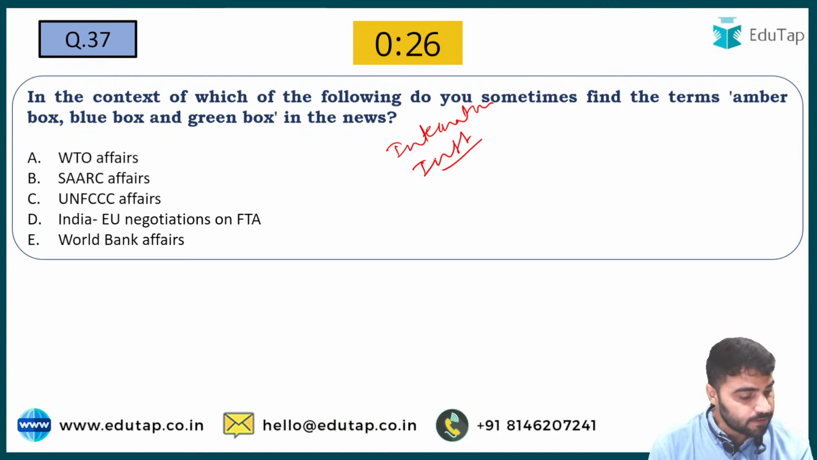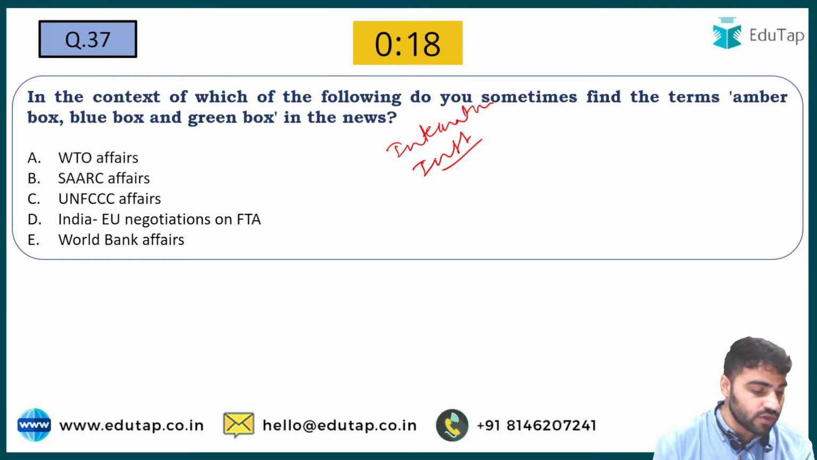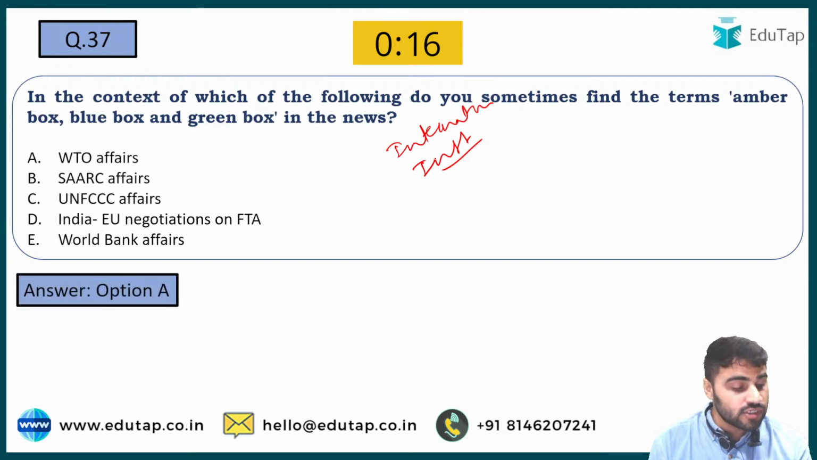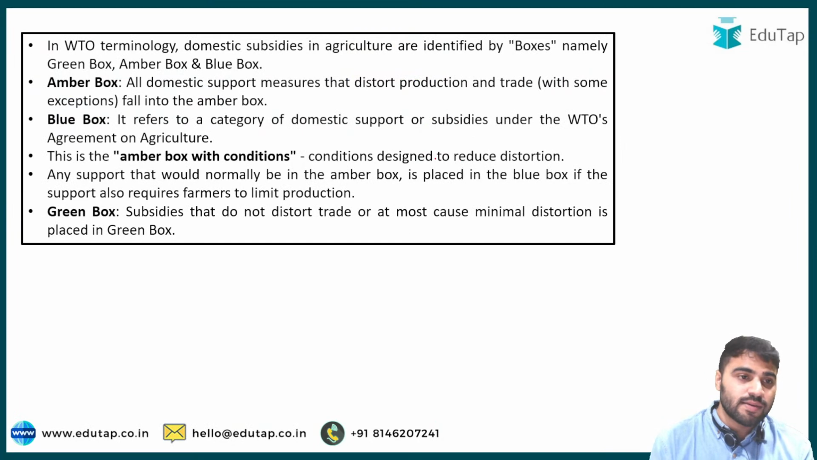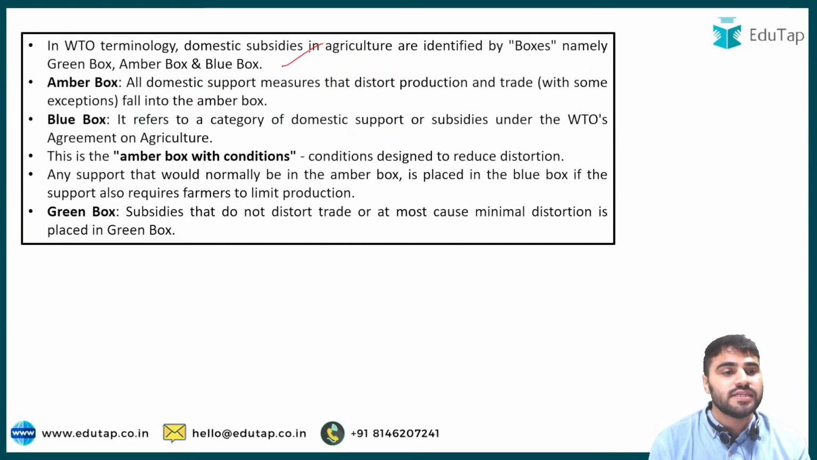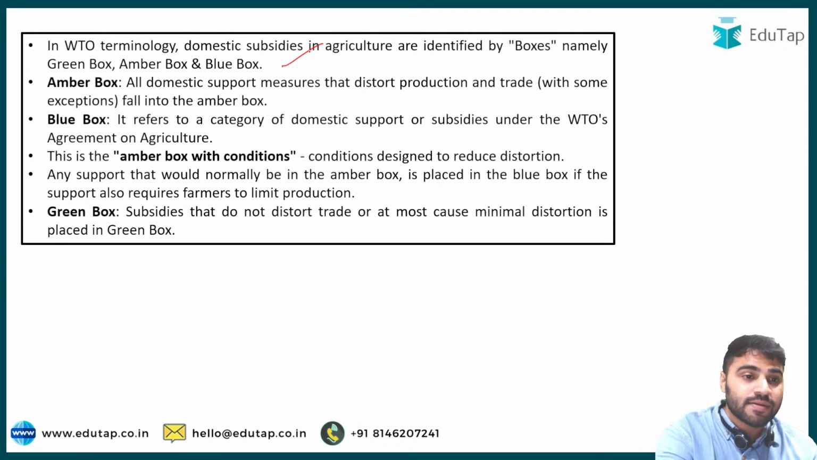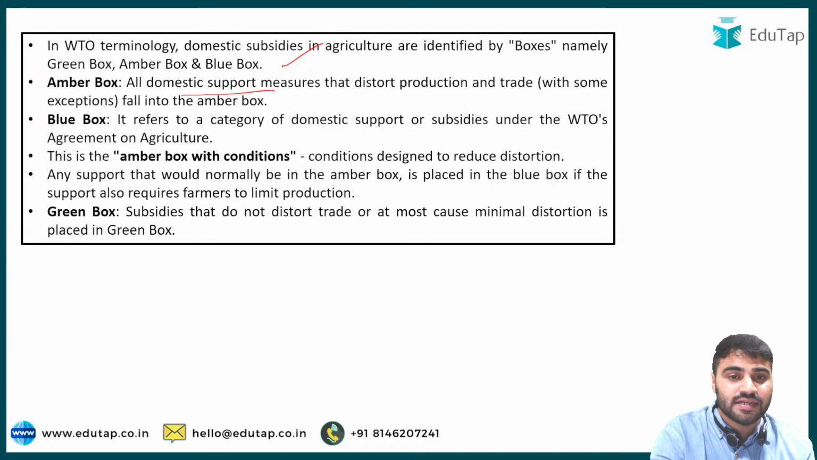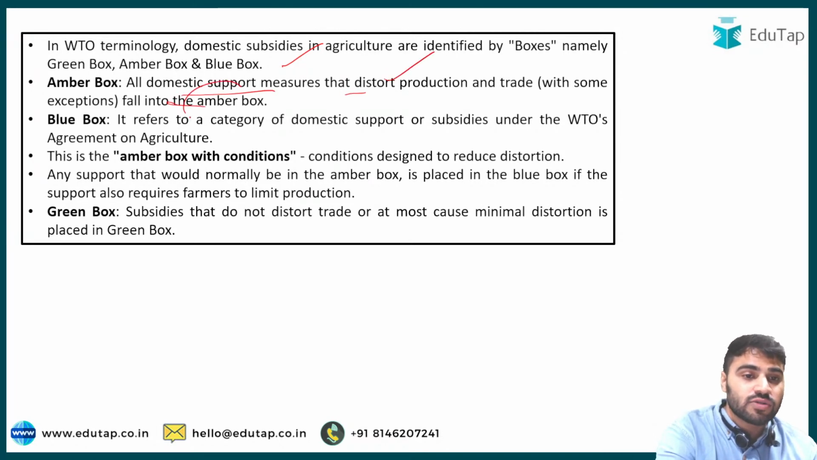Nilesh is saying A, Dilip, Aditi, Nikhil, Selva, Kurinji, Hemant, you all are saying option number A, Rohit. So the right answer for this question is option number A only. In WTO terminology, domestic subsidies in agriculture are identified by boxes, namely green box, amber box, and blue box. If we talk about the amber box, all domestic support measures that distort production and trade, with some exceptions, fall into the amber box.